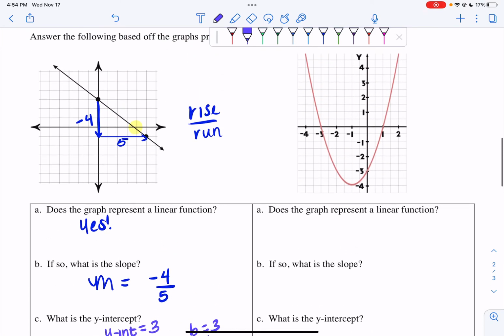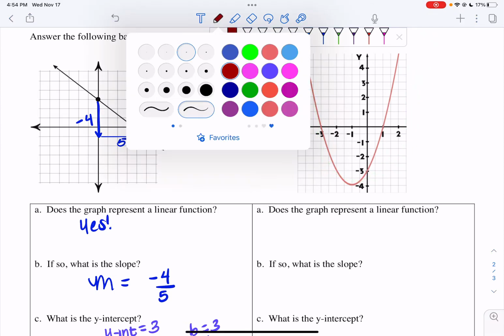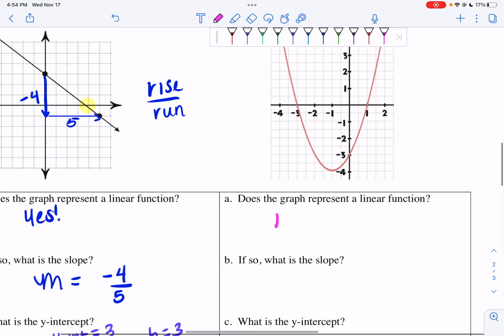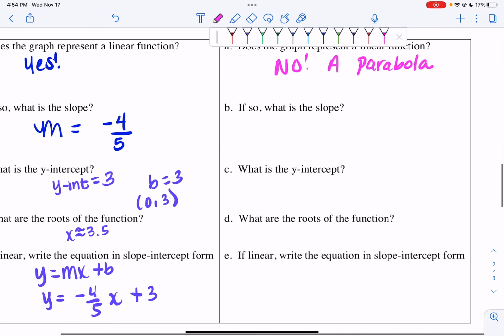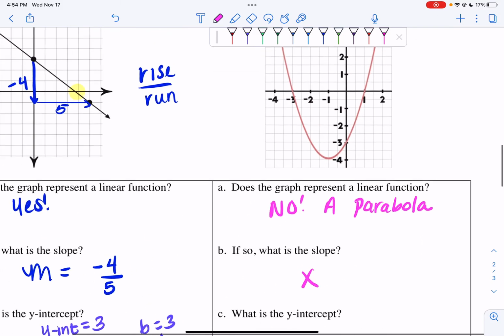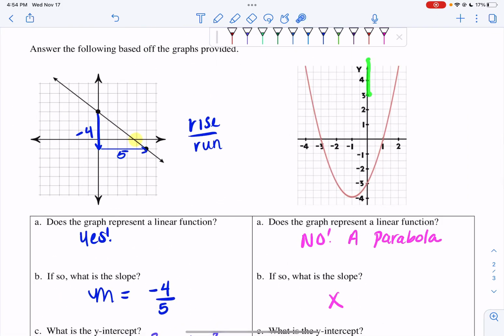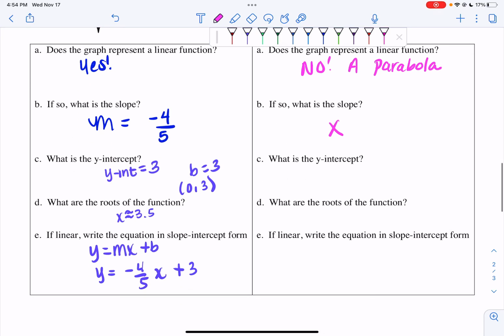Now if I look here, this is not a linear function because this is a parabola. Many of you know that word from last year. Now, we can't do b because it's not linear, so it doesn't have a slope. We can do c though, because it does cross the y-axis. If I look, it crosses the y-axis right here at -3. So I can say my y-intercept is -3, or b equals -3, or I can say 0, -3.